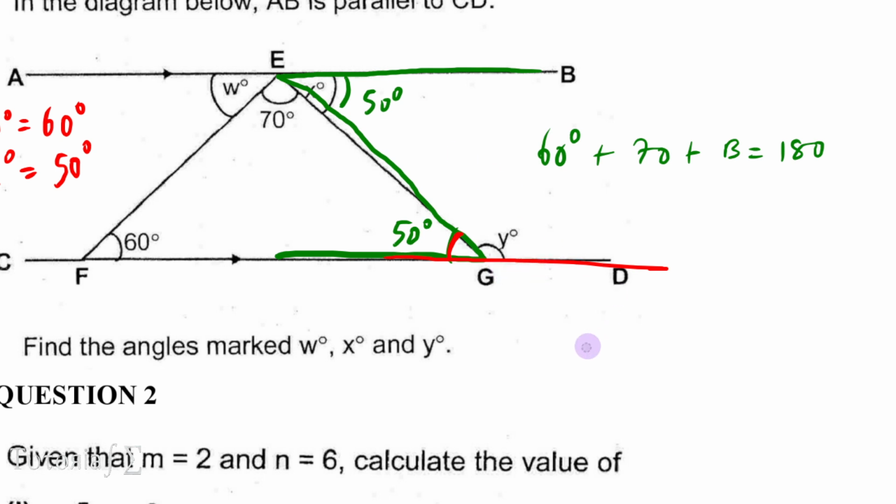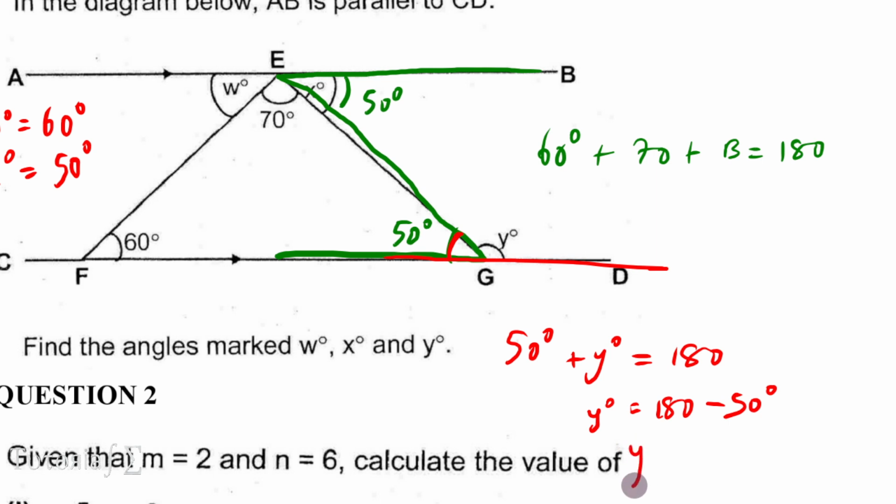So this Y is just simply saying 50 degrees, which is this right here, plus Y degrees should be equal to 180 degrees. Then here you would have Y degrees is equal to 180 minus 50 degrees, meaning that Y degrees would be equal to 130 degrees. So simple. It was supposed to be done like that. That is the first way.